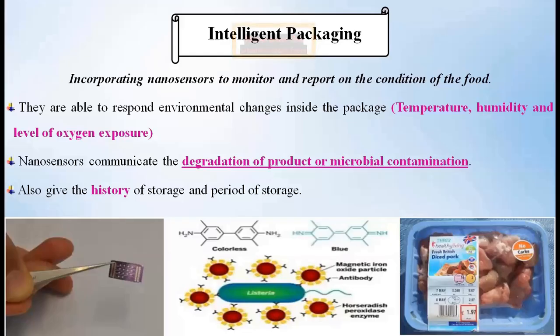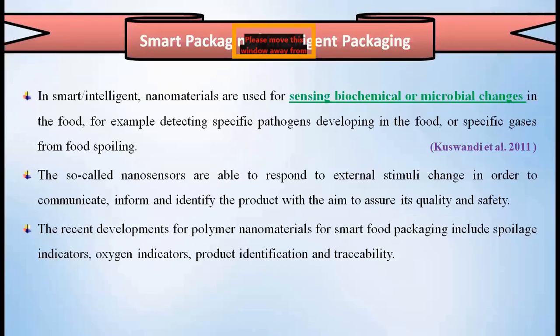And if it changes totally to black, then it is destroyed or deteriorated food, which is not good for consumption. So they are able to respond to environmental changes inside the package, like temperature, humidity, and level of oxygen exposure. This is how the package detects degradation of the product or microbial contamination. It also gives the history and period of storage, that is, how long it will be safe to store. Smart or intelligent packaging uses nanomaterial for sensing biochemical or microbial changes in the food, for example, detecting specific pathogens developing in the food or specific gases from spoilage.